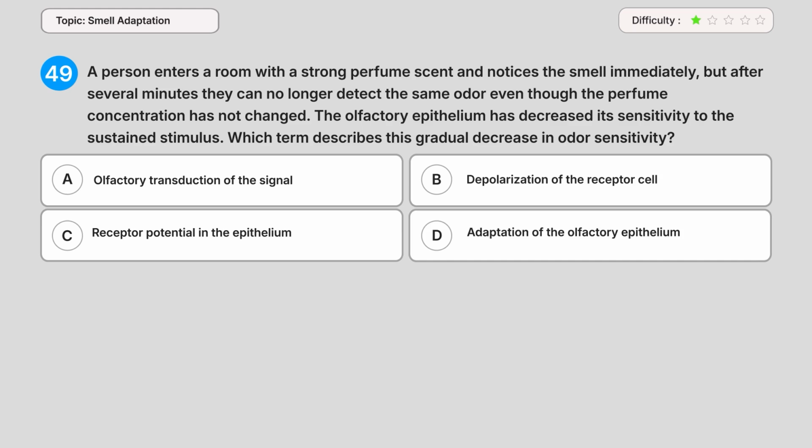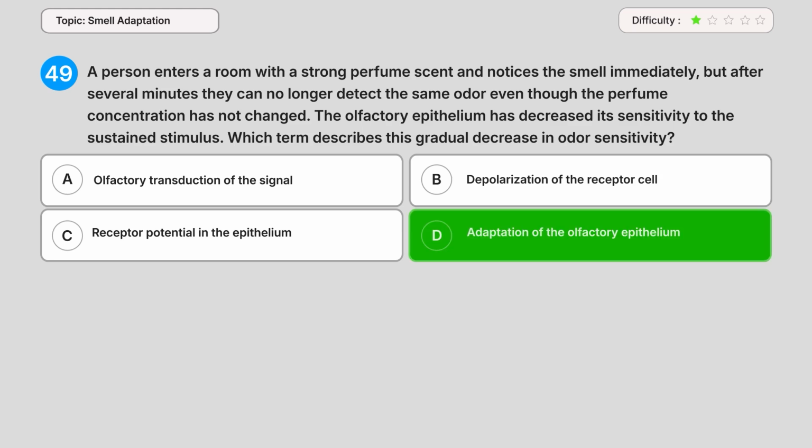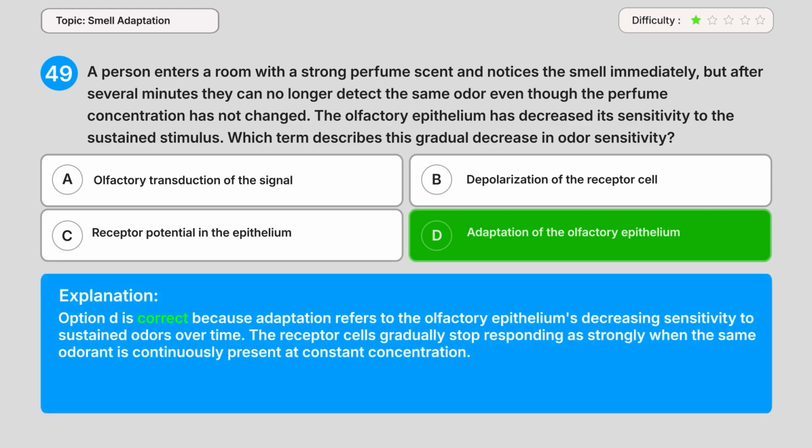Correct answer, D. Adaptation of the olfactory epithelium. Explanation. Option D is correct because adaptation refers to the olfactory epithelium's decreasing sensitivity to sustained odours over time. The receptor cells gradually stop responding as strongly when the same odorant is continuously present at constant concentration.